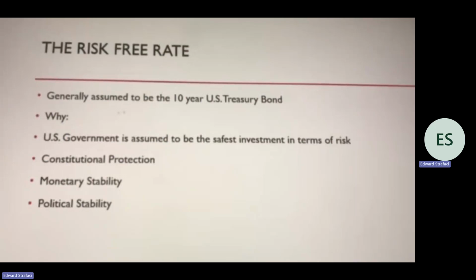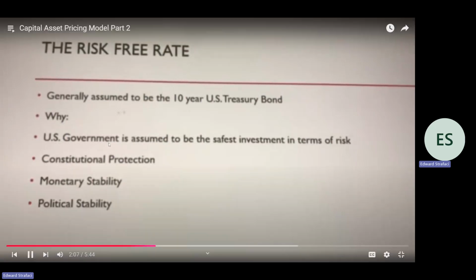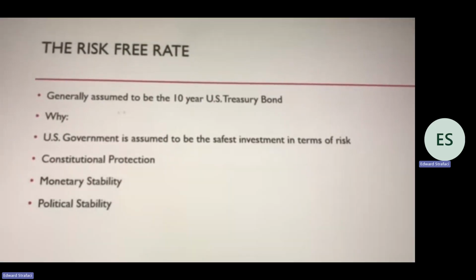And why is that? The U.S. government is assumed to be the safest investment on the globe in terms of risk, and they borrow at the most efficient rate, all things considered, which are inflation and length of time and all the things that go into bond risk. The U.S. government has the lowest rate. That's a conversation for another day. But why is that for the U.S. government?